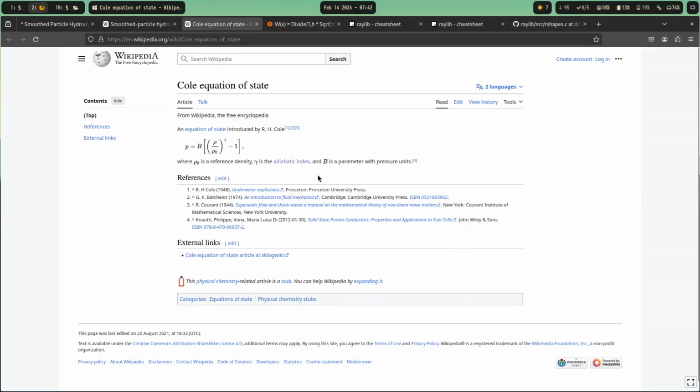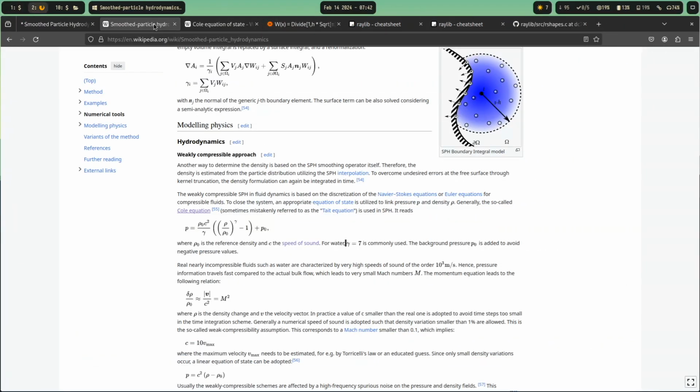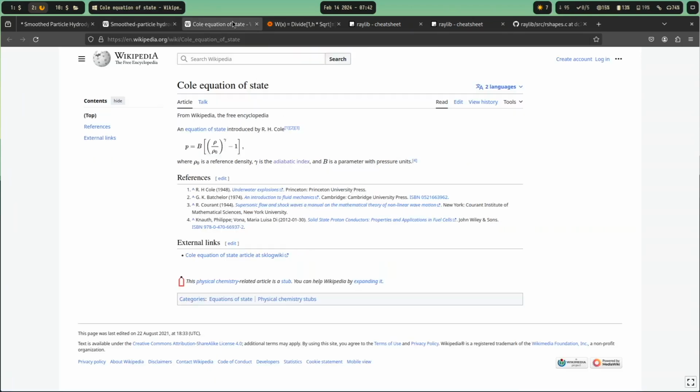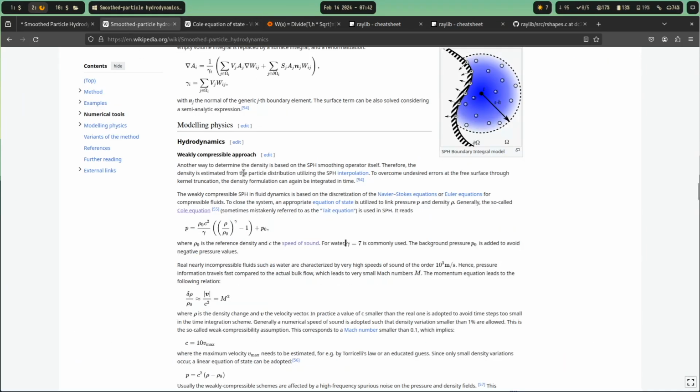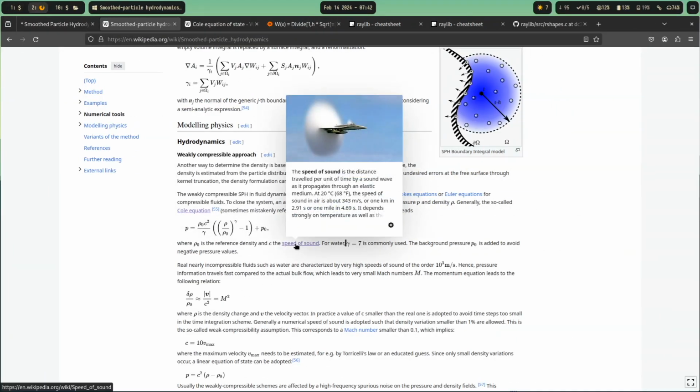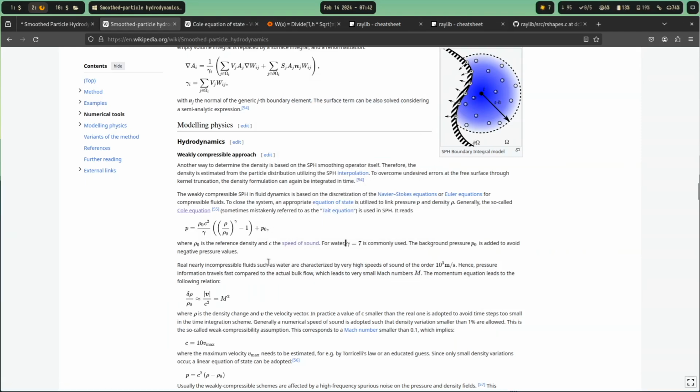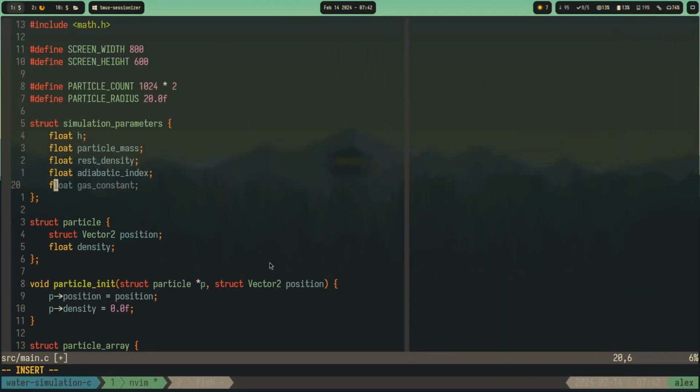Although I think it should be an int. No, I mean it could be a float. And we also need the speed of sound. Yeah. So float speed of sound.